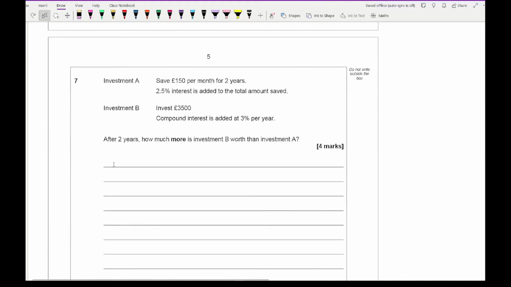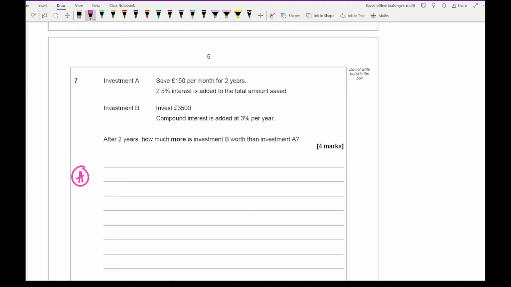Then moving on to question 7, it says investment A, save £150 per month for 2 years, at a rate of 2.5% interest added to the total amount saved. Then investment B is invest 3,500 with compound interest added at 3% per year. After 2 years, how much more is investment B worth than investment A? So let's first of all work out what investment A is going to be.